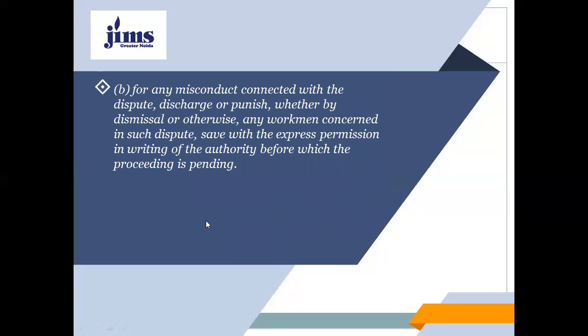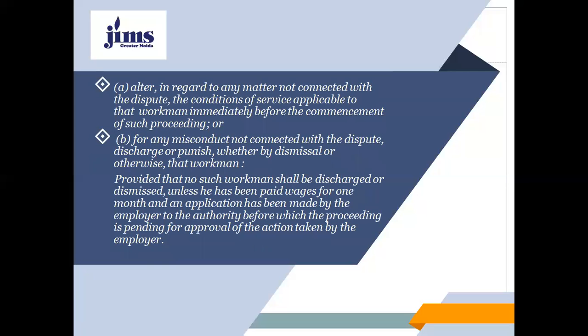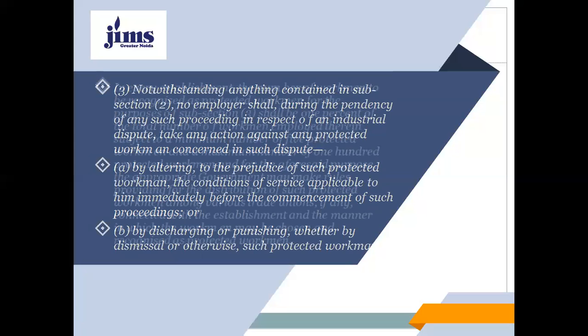And in clause B, for any misconduct connected with the dispute, discharge or punish, whether by dismissal or otherwise, any workman concerned in such dispute, save with the express permission in writing of the authority before which the proceeding is pending. So you have to obtain the permission in writing first, otherwise you cannot make any changes. So there are certain restrictions imposed during the pendency of such proceedings of an industrial dispute, right, my dear students. So you can just have a look at all those clauses.